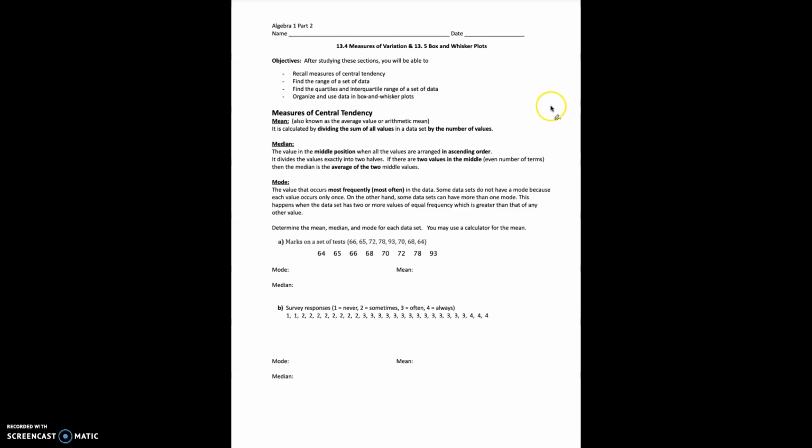But the measures of central tendency are different than variation. Our central tendency, our mean, which is like our average, what we calculate for grades. So what we do is we add up all the values and then we divide by how many values we have.